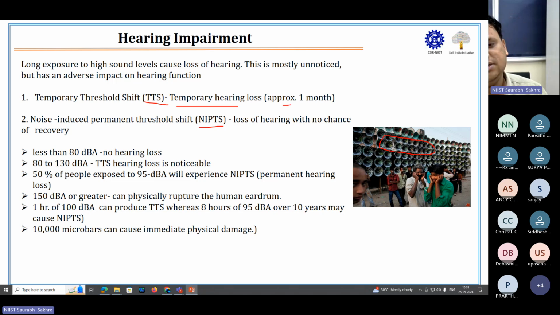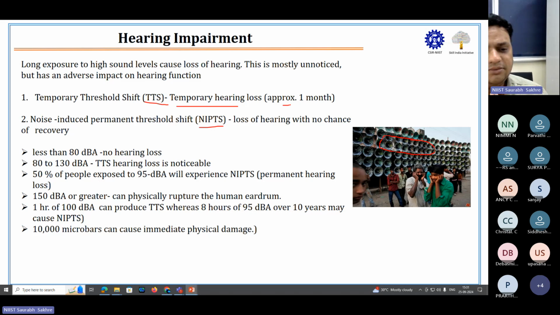Like, I'll give you an example. Recently, I visited the Lakshadweep Islands. There I did scuba diving. There was no sound, but when we went to 10 to 12 meters depth, the water pressure was so much that through my right ear, I was not at all able to hear properly for almost 1 month. I was trying to hear someone speaking like this. That is also pressure. Sound is also pressure, but that pressure was because of the water. Similar cases occur with TTS and NIPTS.